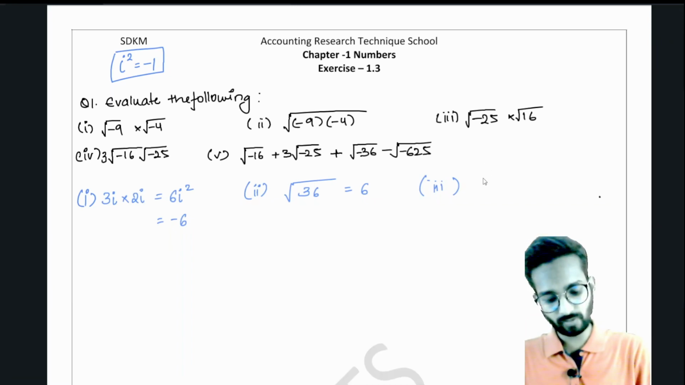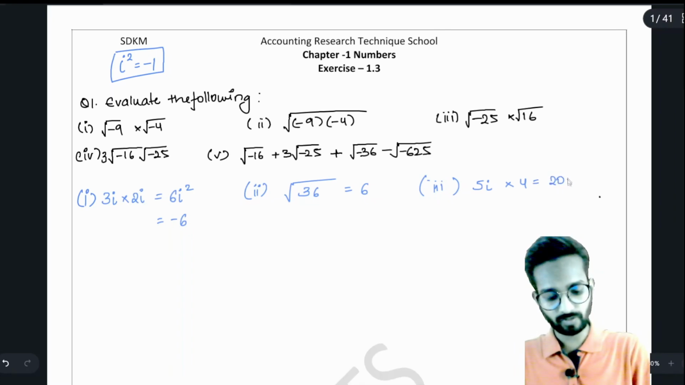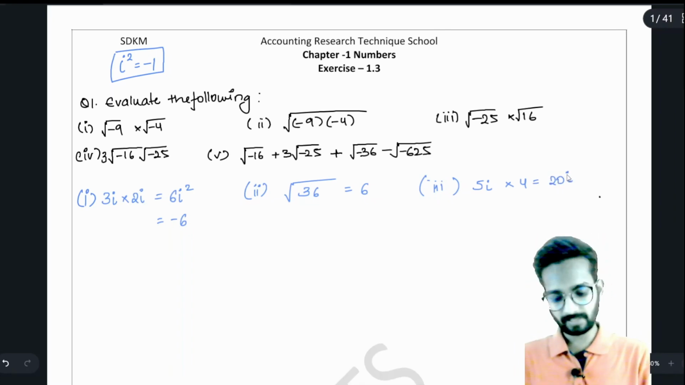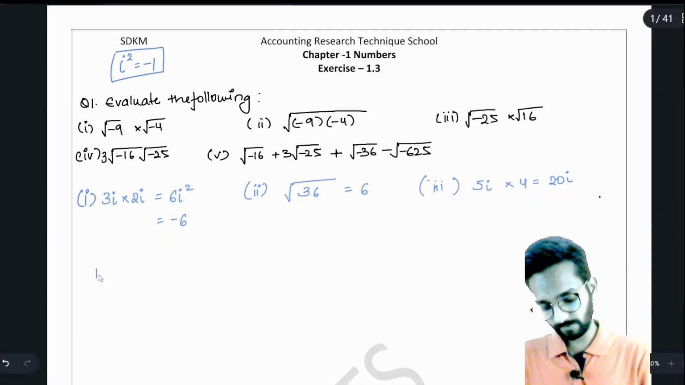Root of negative 25: root of 25 will become 5 and root of negative will be i. Now root of 16 will be 4. So you can write 5 fours are 20, 20i. Very simple. Now see the fourth part.